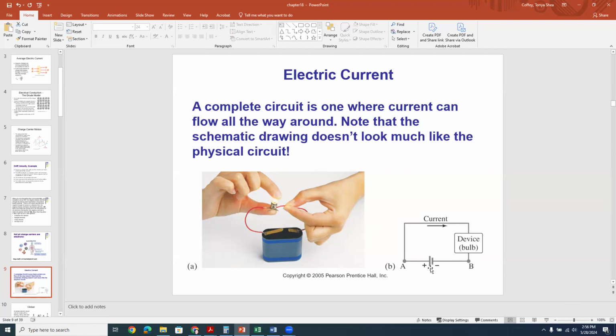The longer one represents the positive battery terminal. Usually wires are just lines, okay? And then the current would flow as defined here from the positive terminal to the ground, because remember, we define current in terms of the direction that positive charges would go. And then you have this device or load here in the circuit and then back to ground. And so you can see here that our little schematic doesn't actually look much like the physical circuit, but that's okay.